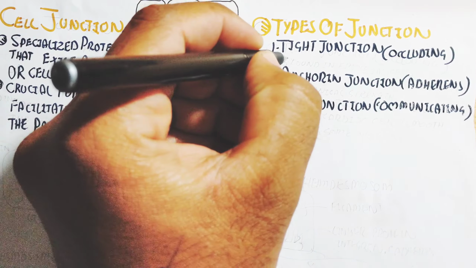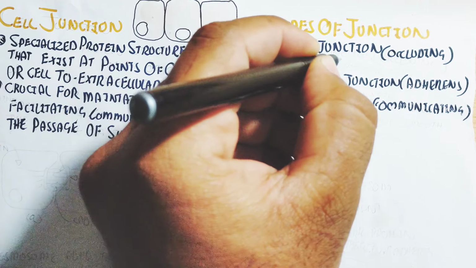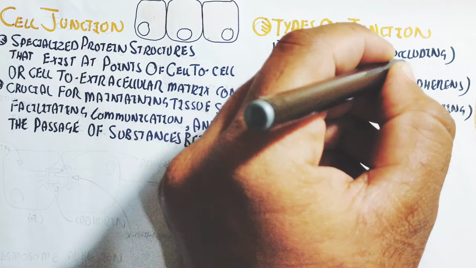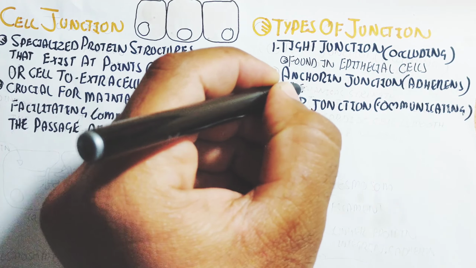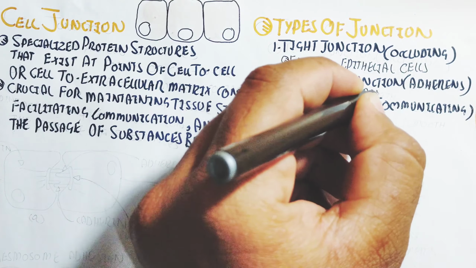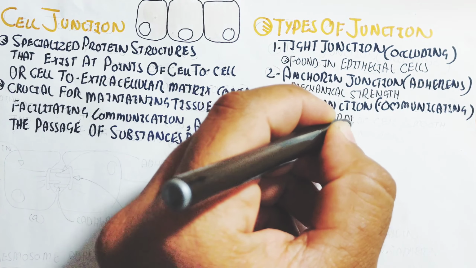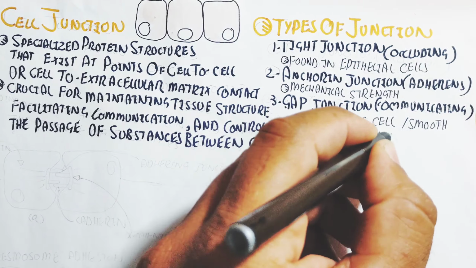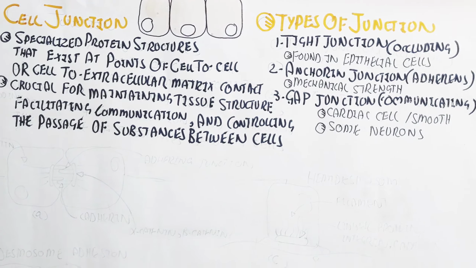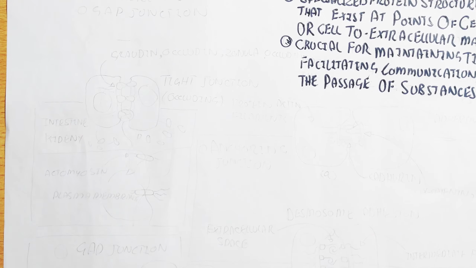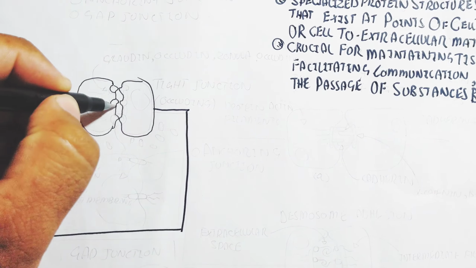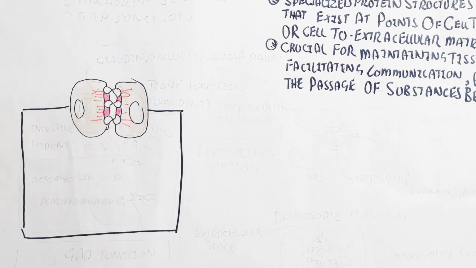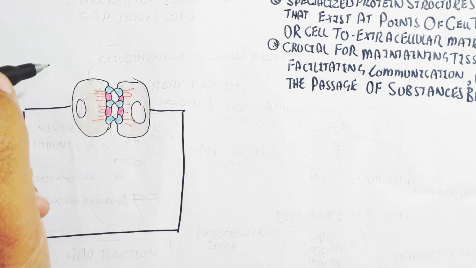So remember, the tight junction is basically found in epithelial cells in the digestive system, and this is very important for prevention of pathogen invasion. On the other hand, inflammation will lead to disruption of this junction. The anchoring junction basically provides mechanical strength, and the gap junction is found in cardiac cells, smooth muscle cells, and some neurons. Let's understand about the tight junction first.